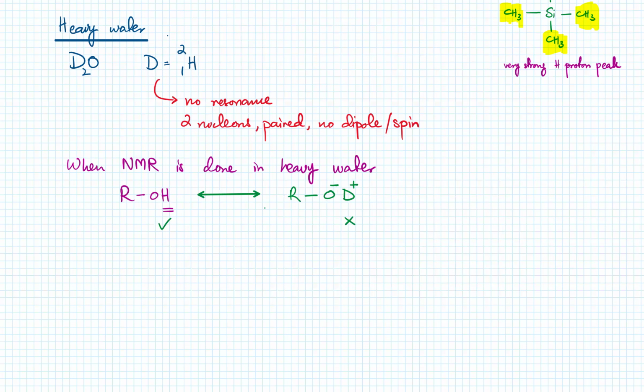Is this clear? So it means only one of the peaks will disappear. Only the OH peak will be gone. All the rest of the peaks will still be there. There's not going to be any OH peak.